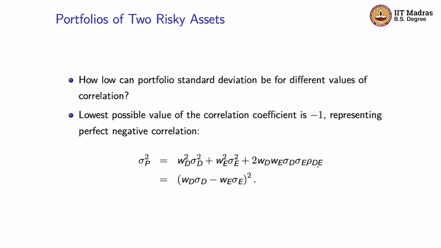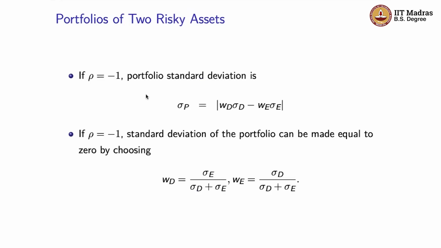If we put rho equal to -1 here, we end up getting an expression which is (WD sigma D minus WE sigma E) whole squared. If we rewrite this in terms of standard deviation, the portfolio standard deviation when rho equals -1 is equal to the absolute value of WD sigma D minus WE sigma E.